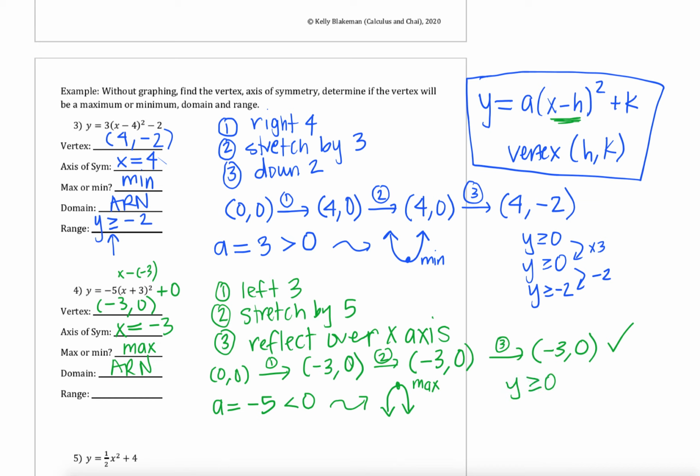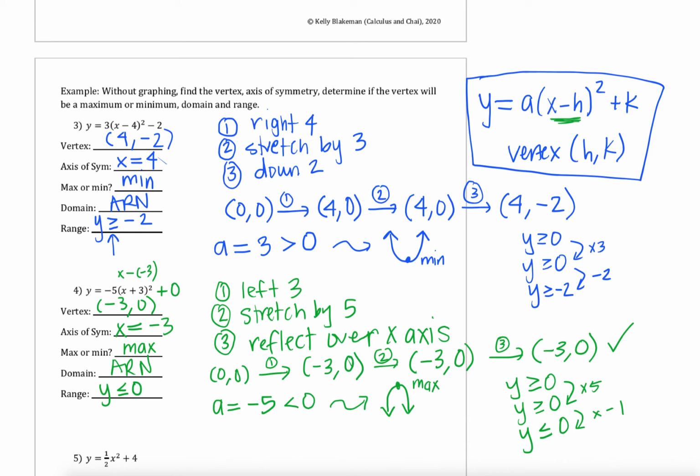Started off with y is greater than or equal to 0. When I go left 3, that doesn't change the y's, but when I stretch by 5, I'm multiplying by 5, but that still keeps me at y is greater than or equal to 0, since 0 times 5 is still 0. Then my reflection over the x-axis has me multiplying by a negative 1, so 0 times negative 1 is still 0, but the fact that we multiplied the inequality by a negative flips that inequality sign, so we end up with our range being y is less than or equal to 0 then.